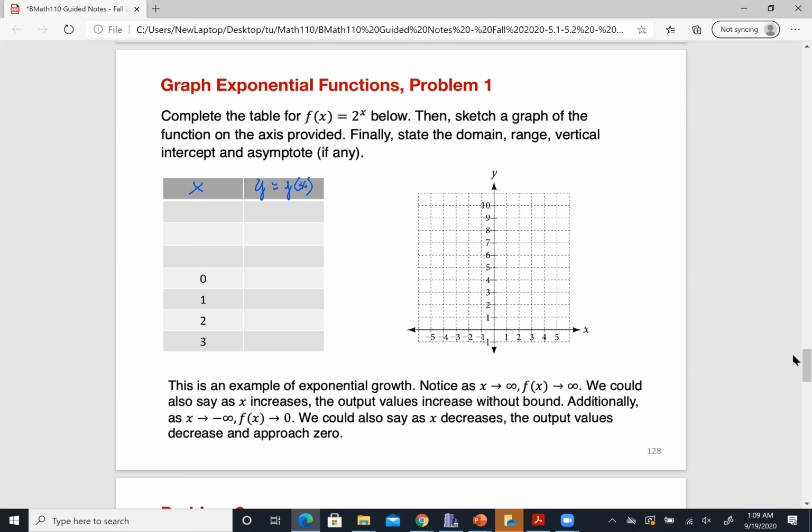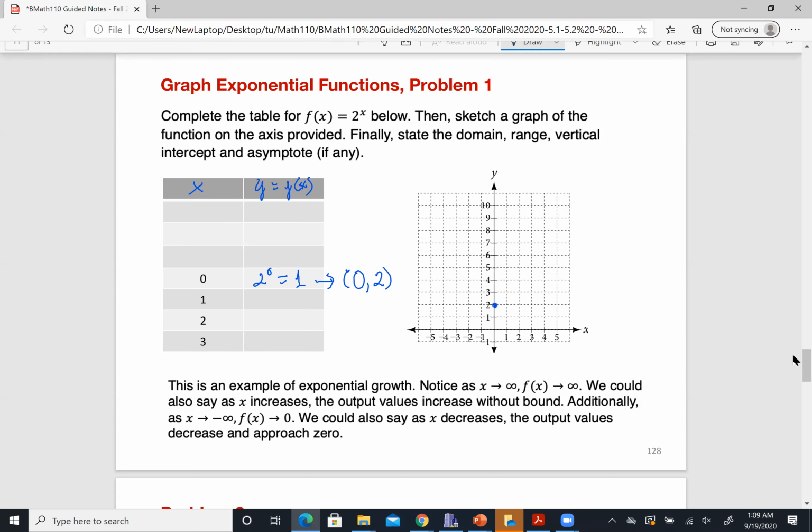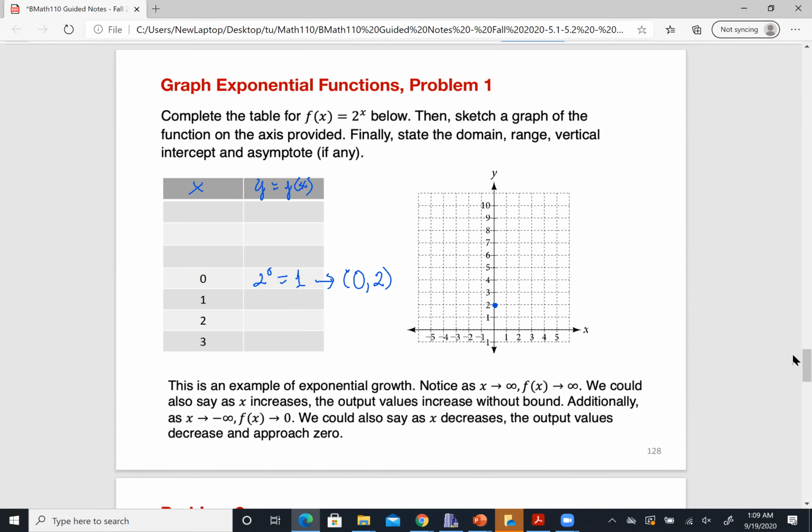Let's start with 0 here. If you have x equals 0, then you have 2 to the power 0 equal to 1. So right away, you know that this is the y-intercept. So you have (0, 1), the y-intercept. So let's put here the vertical intercept, the y-intercept.